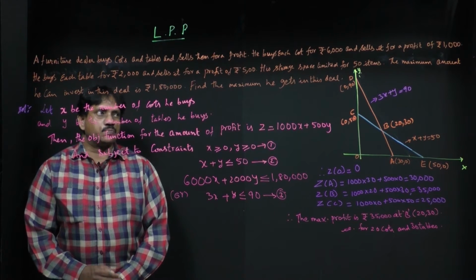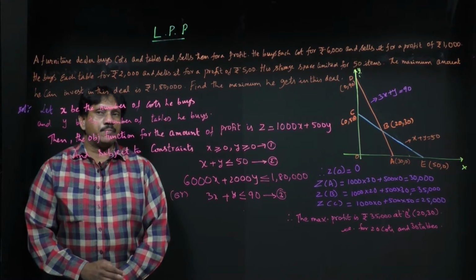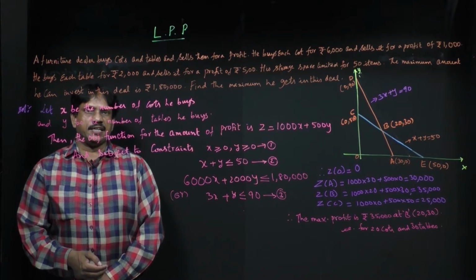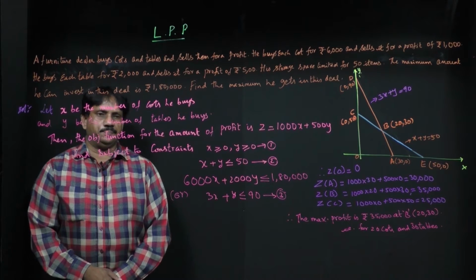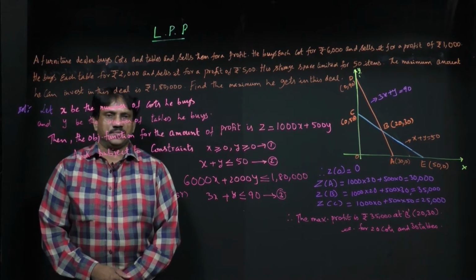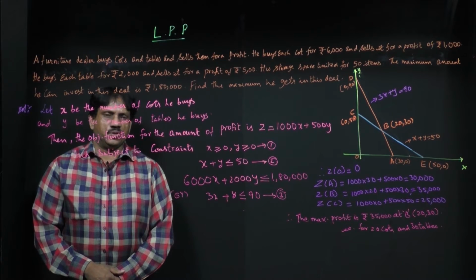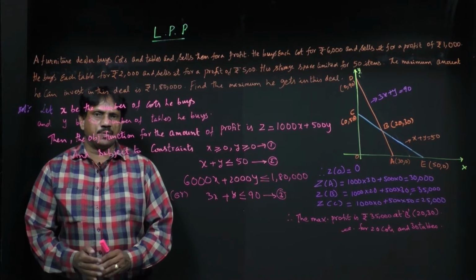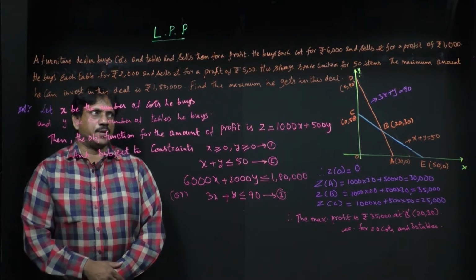His storage space is limited to 50 items. The maximum amount he can invest in his deal is rupees 1,80,000. Find the maximum profit he gets in this deal. What is the main objective in this question? You have to find how many tables and how many cots are going to be purchased in his limited space.